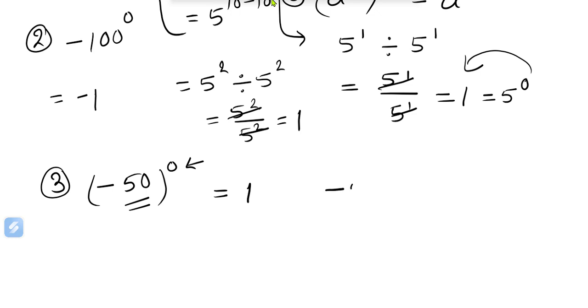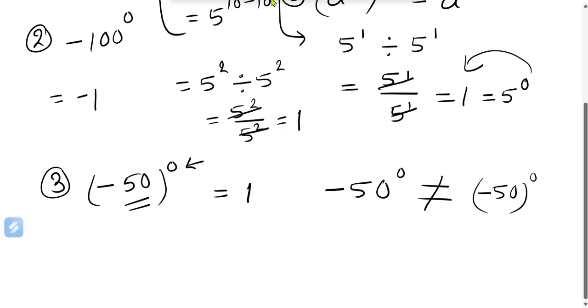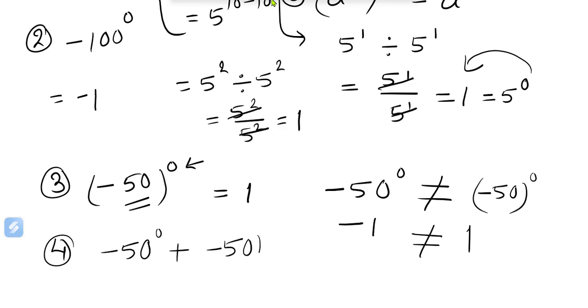So remember, minus 50 power 0 is not equal to minus 50 whole power 0. So these are not equal. When there is no bracket, this is minus 1, and when there is a bracket, there is just 1. So minus 1 is not equal to 1. That simply means if we write minus 50 power 0 plus minus 50 whole power 0, it is simplified. So this is minus 1 and this is plus 1. The answer should be 0.